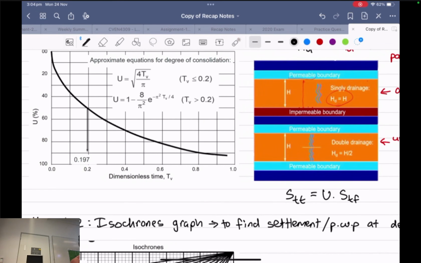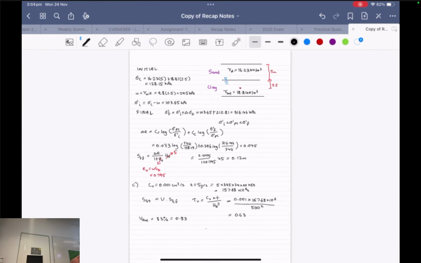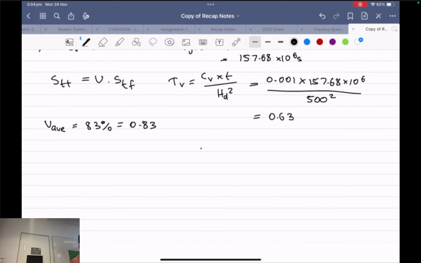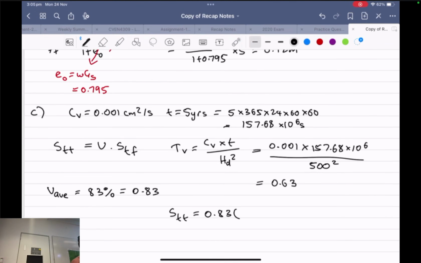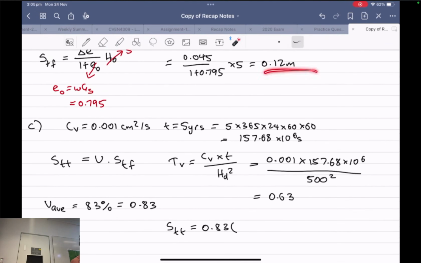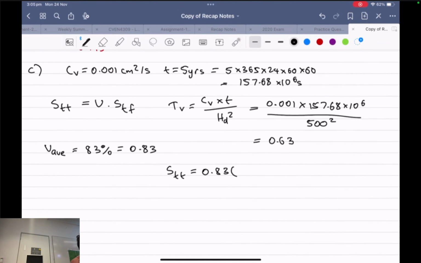Alright, so once you get that, you can find ST, or settlement at a certain time. ST is equal to U, which is 0.83, times the total settlement, or SF, which we calculated to be 0.12 meters. And that's equal to 0.0996.